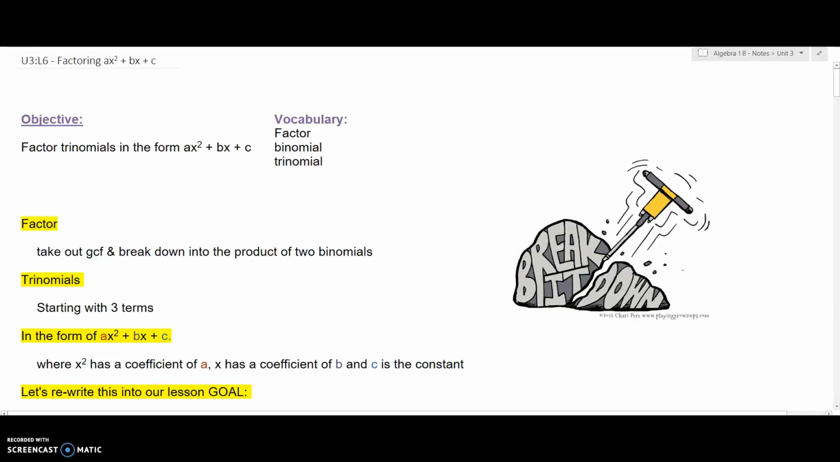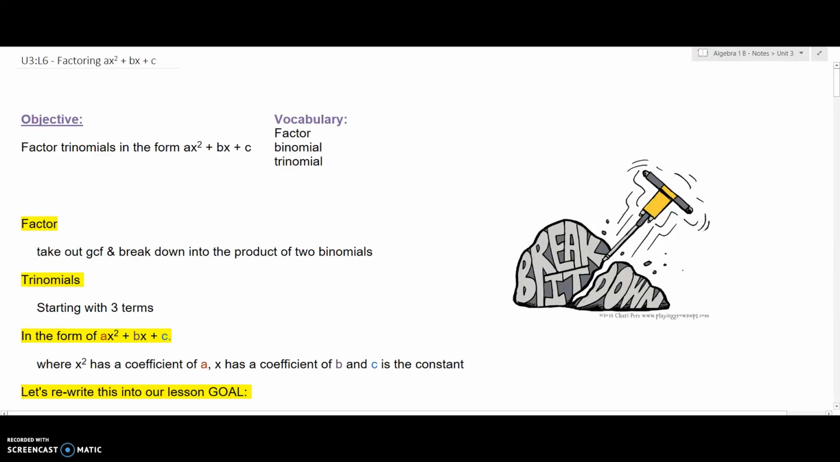Hello and welcome to Unit 3, Lesson 6. Our objective in this unit is to factor trinomials in the form of ax squared plus bx plus c, and we need to remember a few vocabulary words: factor, binomial, and trinomial.